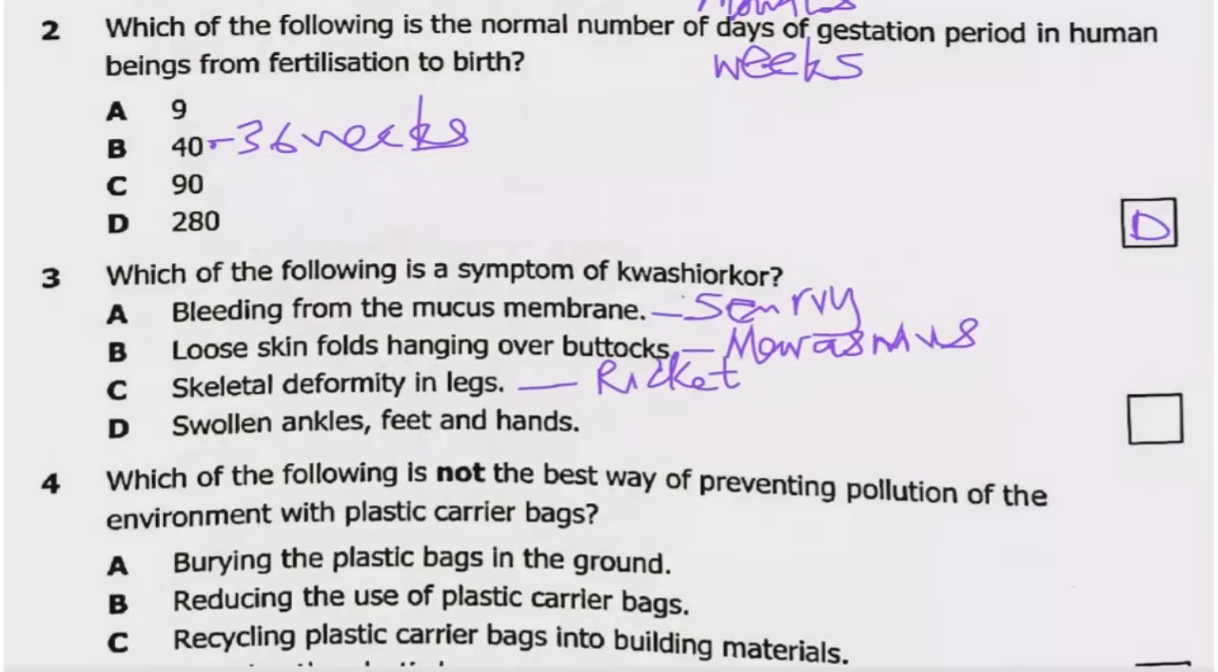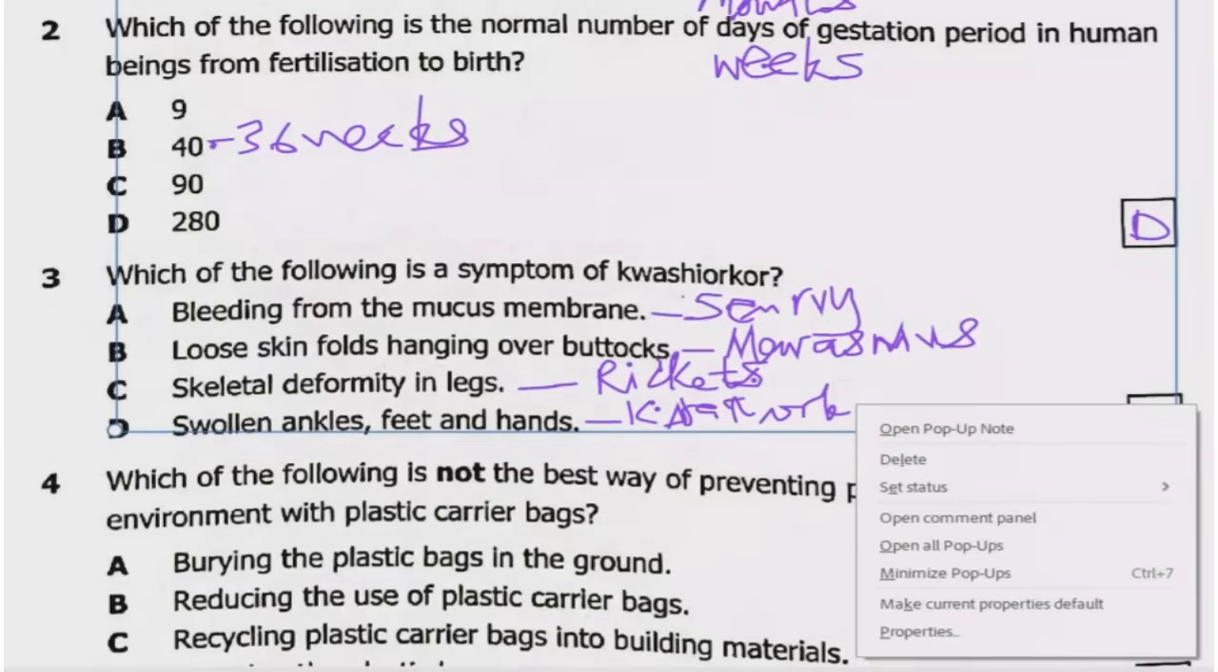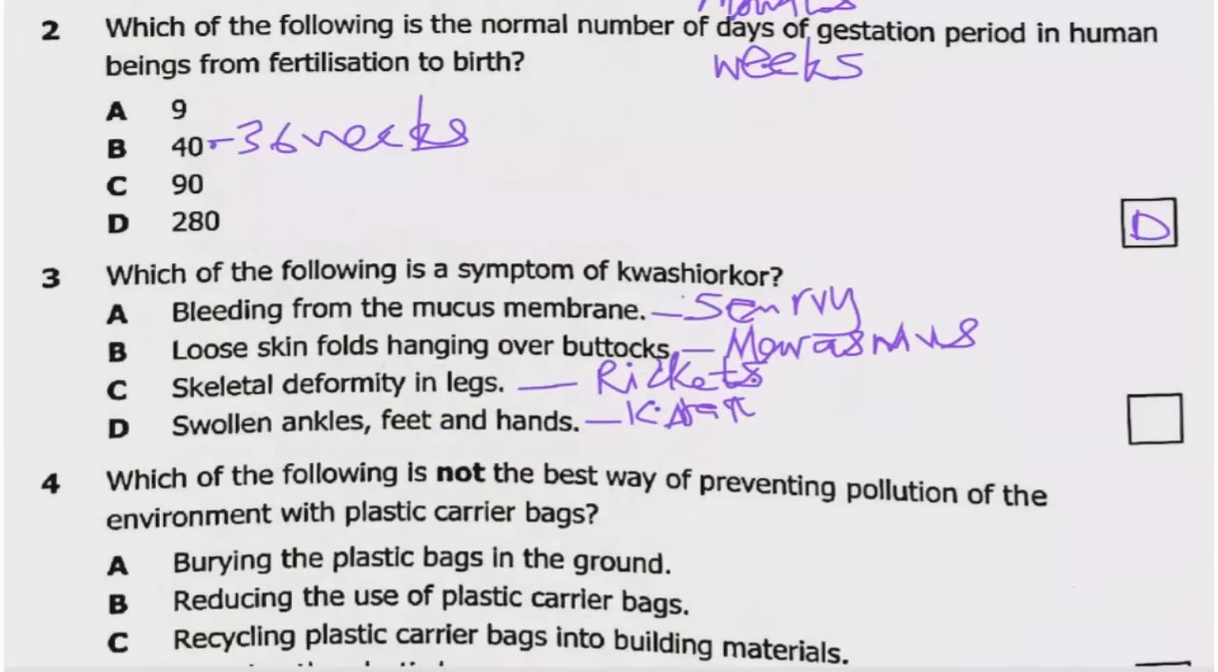Rickets is mostly referred to in Bemba as amagobe or matebe. This is the common word they use in Lusaka. I don't know if it's a Nyanja word. That is rickets. Then when we come to swollen ankles, feet, and hands, these are symptoms of kwashiorkor. So the correct answer is D.